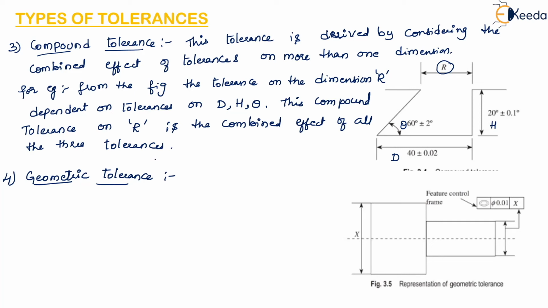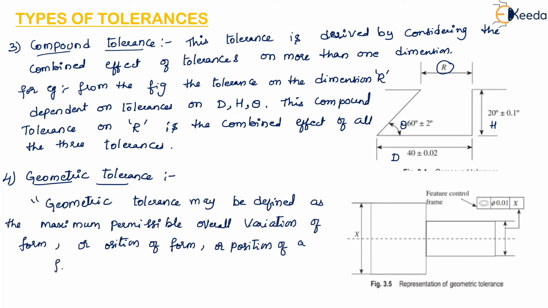Geometric tolerance may be defined as the maximum permissible overall variation of form or position of a feature. So not only considering the linear dimensions, we have to even consider features like straightness, flatness and roundness, and we have to see that tolerances are applied on these. So this kind of tolerance is called geometric tolerance.